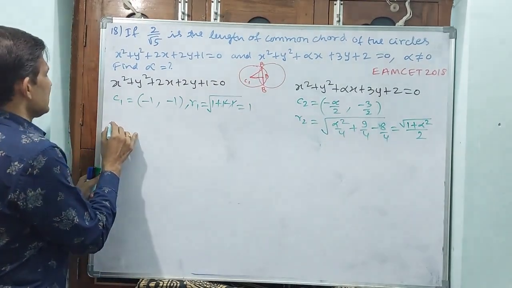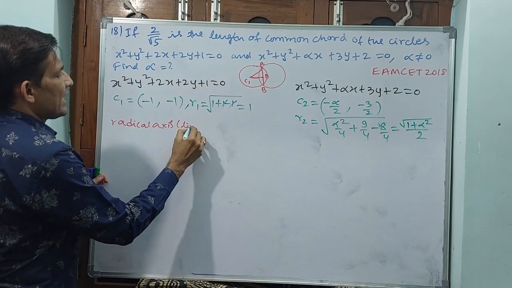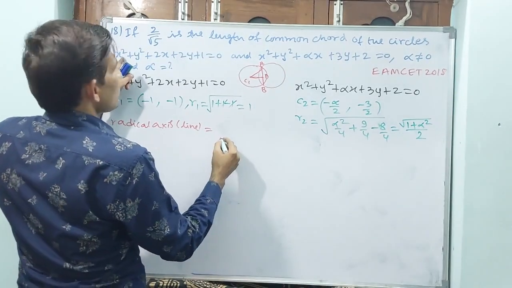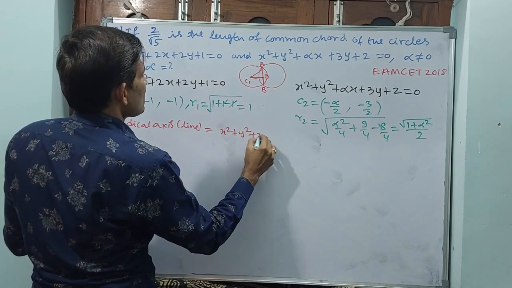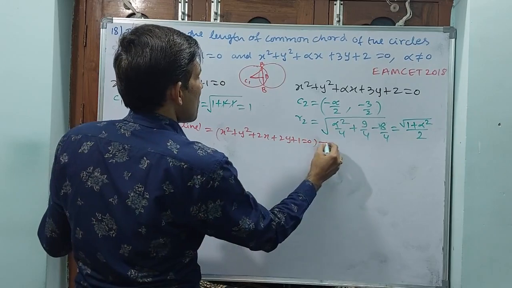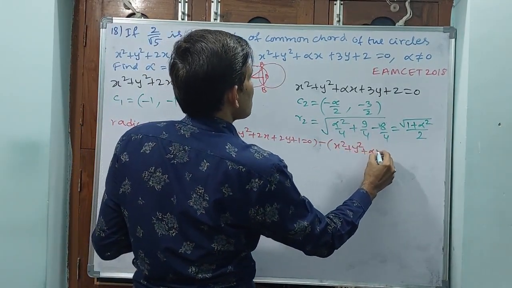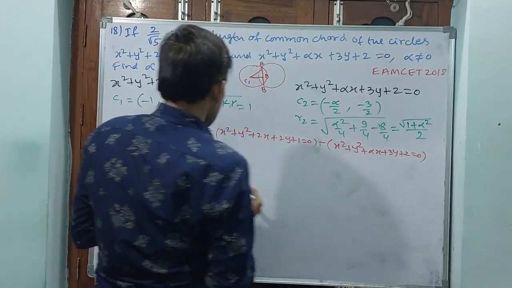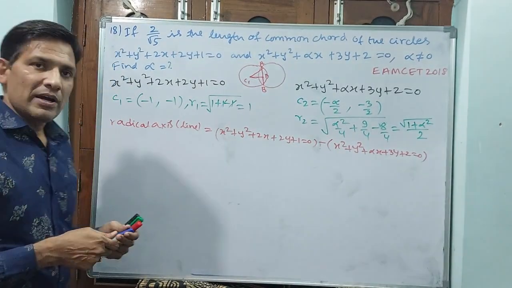Find out the radical axis. The radical axis, or common chord line, is equal to: x square plus y square plus 2x plus 2y plus 1 equal to 0, minus x square plus y square plus alpha x plus 3y plus 2 equal to 0. We don't have any confusion, because the x square, y square terms are there. You see what I am doing?